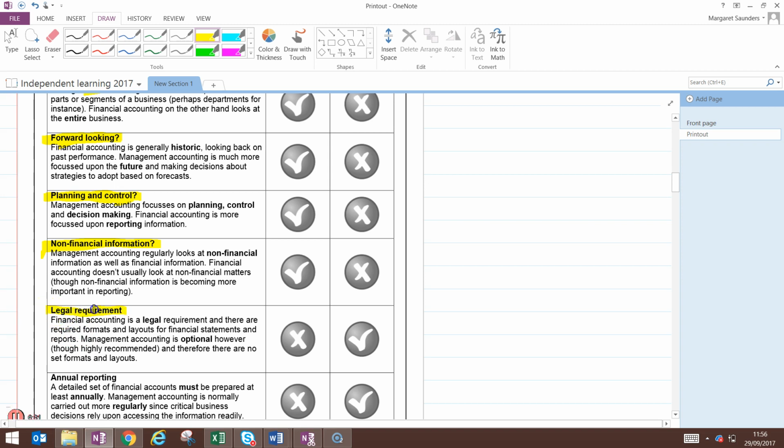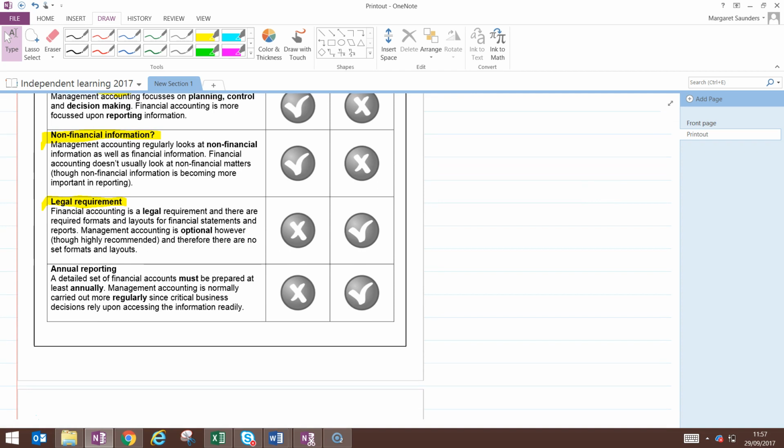Now there is a legal requirement for a financial accountant, as there is a legal requirement to produce a set of annual accounts. However, as a management accountant, there is no legal requirement, but all organisations, if they want to survive, need to be undertaking planning, control and decision making. So there needs to be specific duties carried out by a management accountant. And finally, annual reporting. A detailed set of financial accounts must be prepared at least annually. However, management accounting can take place over any time period. You may, as a management accountant, produce some reports on a daily basis, a weekly basis, monthly basis, or they could be ad hoc, as and when required.